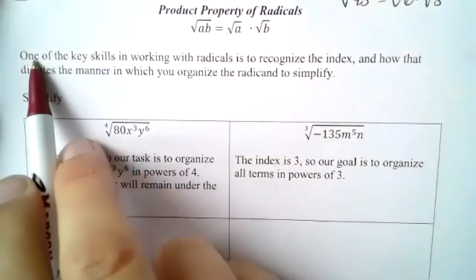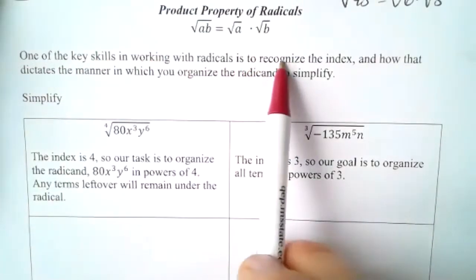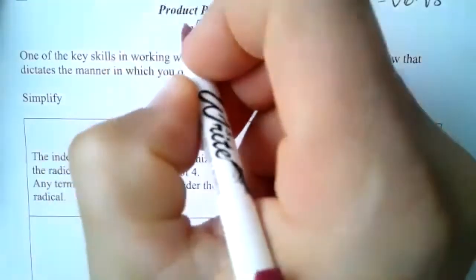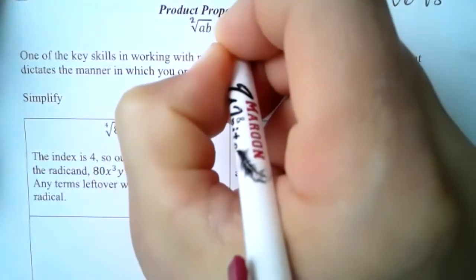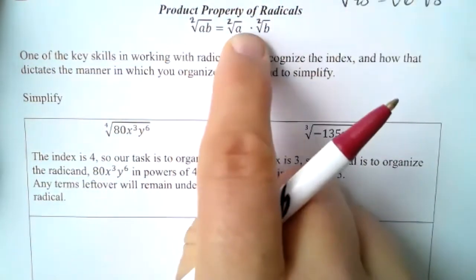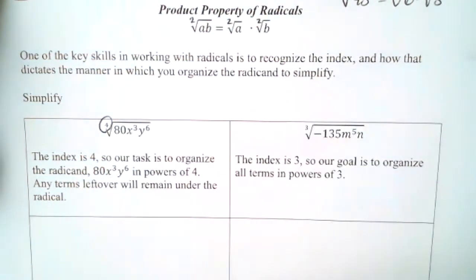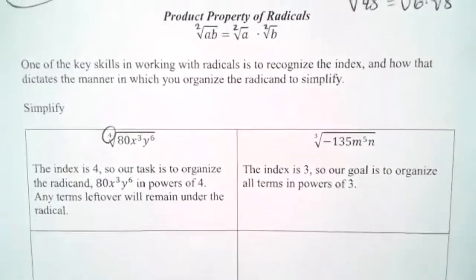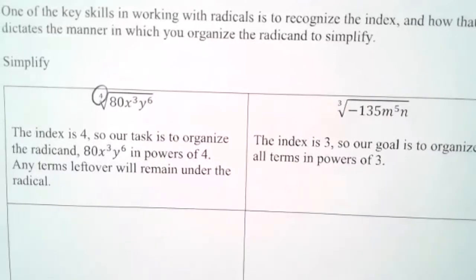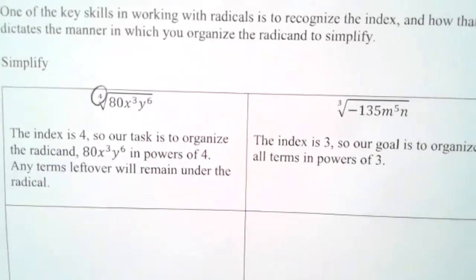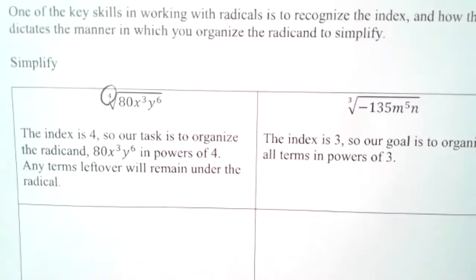So one of the key skills in working with radicals is to recognize the index. Now, if you'll notice here, our index is 2. It's an understood square root. But this index here is 4. All right, I don't know if you can see that. I'll blow that up a little bit so you can kind of visualize this. And this other index is 3. All right, that's as bright as I can get it, guys. I don't know what's going on here.